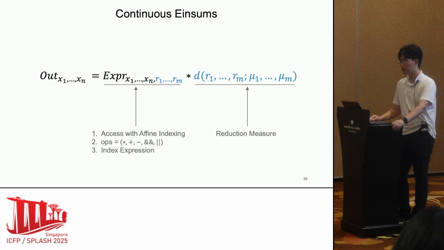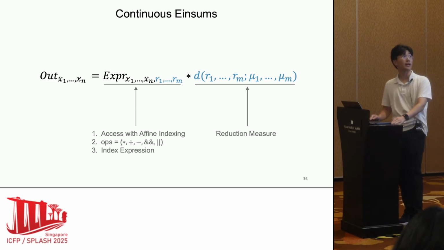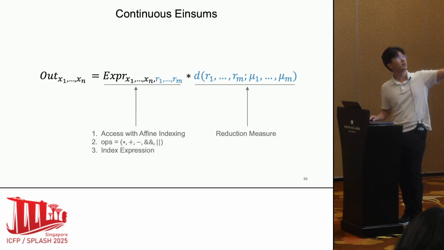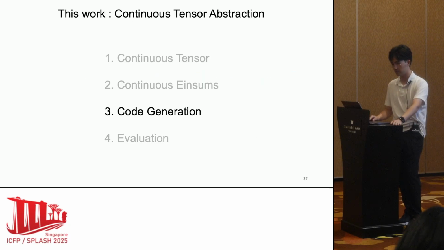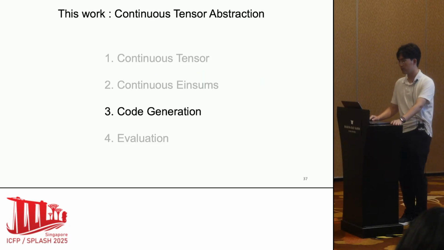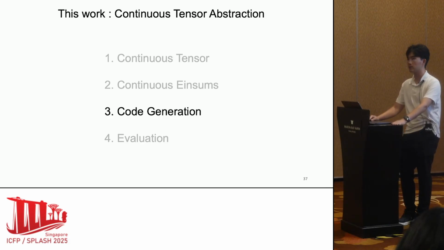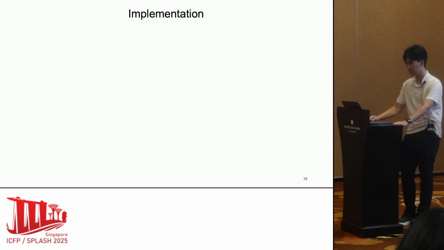In general, our continuous Einsum language takes the following form. The notable difference, again shown in blue, is that the user specifies a measure for each reduction index. And in the middle expression, the main expression can include tensor access with affine indexing and a variety of arithmetic operations. Now let's move on to how we implement continuous Einsum efficiently on real hardware.